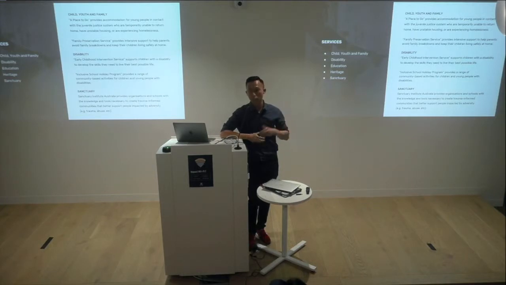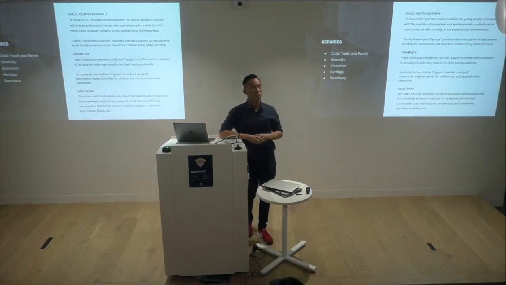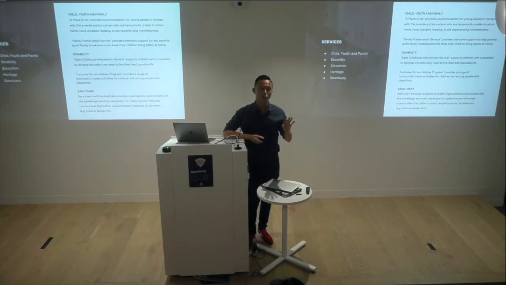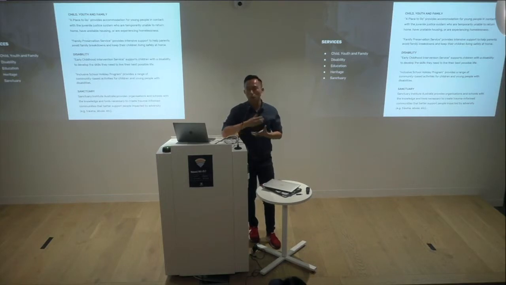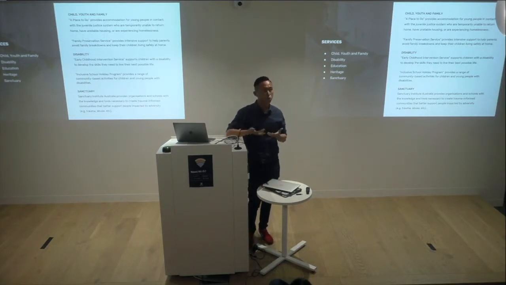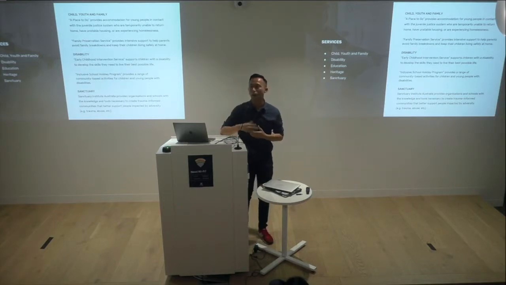It could be supporting children with a disability to develop the skills that they need to live the best possible life. So here are some examples, and there's also another one which is really important, which makes them quite unique as an organization, the Sanctuary model. They're really proud of the Sanctuary model, where they equip organizations and schools with the tools to create communities who are better informed about trauma. So people who have experienced adversity in their life, which could include abuse or some other trauma. And so how are we more aware of that, and how can we better provide for those communities?